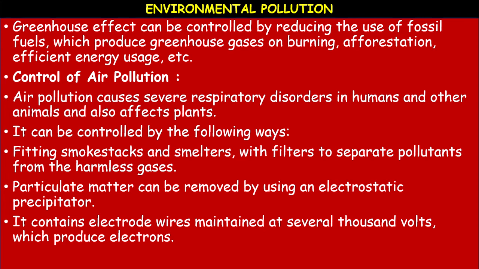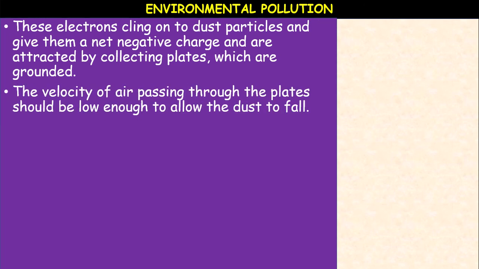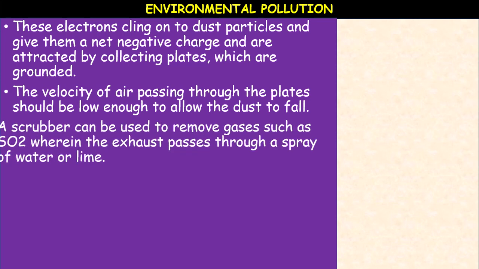Electrostatic precipitators contain electrode wires maintained at several thousand volts, which produce electrons. These electrons cling on to the dust particles and give them a net negative charge, and they are attracted by collecting plates which are grounded. This is the technology which we are using, electrostatic precipitators. The velocity of the air passing through the plates should be low enough to allow the dust to fall.